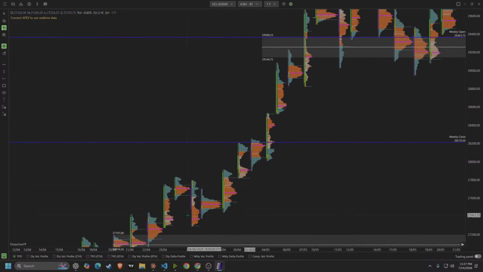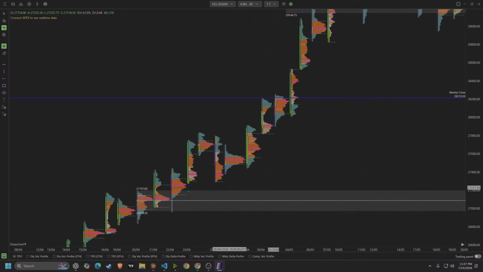Because all we see here is the POC migrating up, the POC migrating up, the POC migrating up. It came back down to test the value area, but it has yet to come back down to test where we found a couple days or 3 days or so, 4 days where there's a little bit of overlapping, right? So this is where I would expect to return.